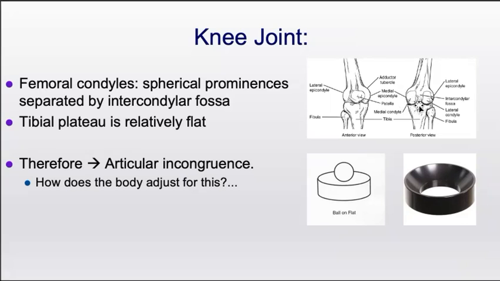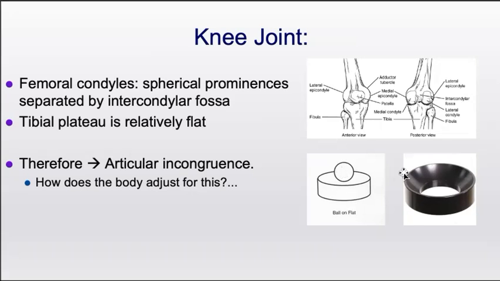So it's kind of like this picture on the bottom left here, with a ball on a flat surface, which isn't the greatest articulating surface. So there's incongruence between the femoral condyle and the tibial plateau, or where it meets the tibia. So how does our body adjust for this, or improve the congruence between those two surfaces?